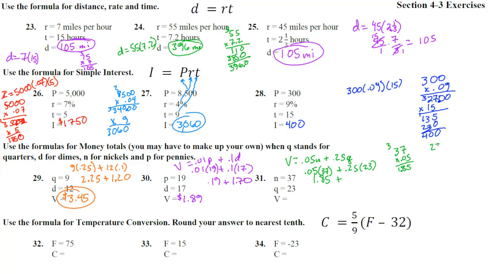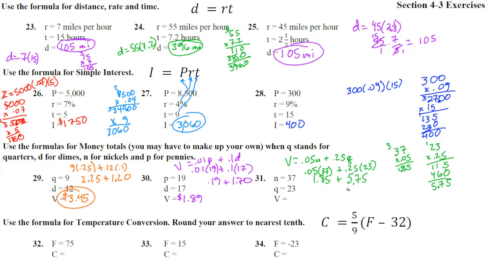So 23 times 0.25. Let me see, 24 quarters would be $6, so we should be just under $6. So 5 times 3 is 15, carry the 1. 5 times 2 is 10, plus 1 is 11. Put a 0 there for the second row. 2 times 3 is 6, 2 times 2 is 4. And we get 5, 7, 5, with 2 decimal places. Yeah, just under $6, $5.75.